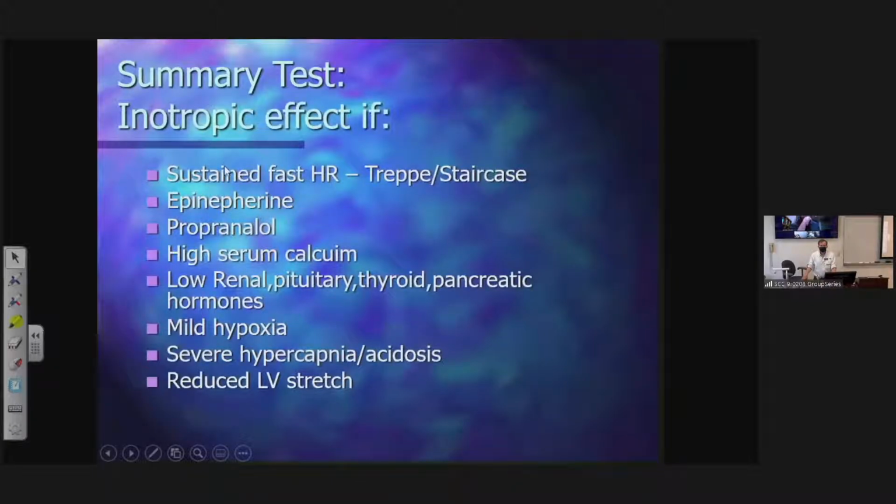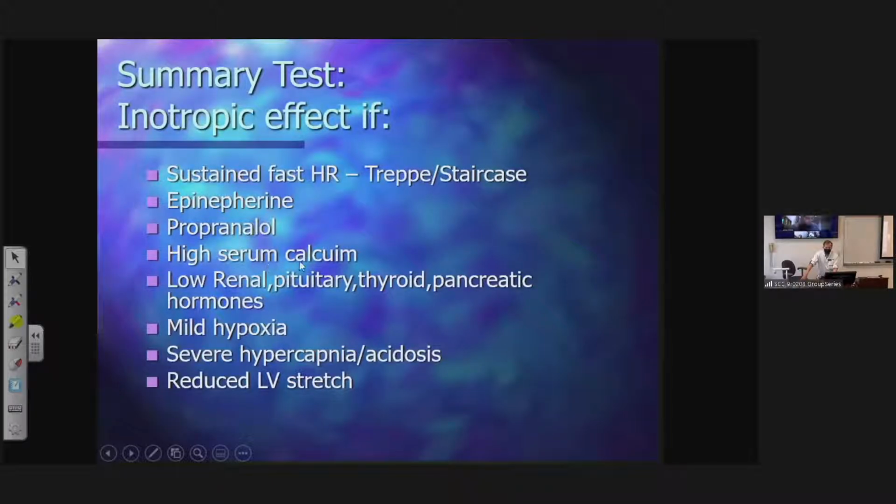What would happen if, well, pretty much, let's see that. If I give you the TREP response, why do you have more force with the TREP? What's the mechanism? It's extra calcium that was trapped outside of its place. Propranolol, would that increase your force? That's about the only thing we learned, one of the only things that would reduce the force.